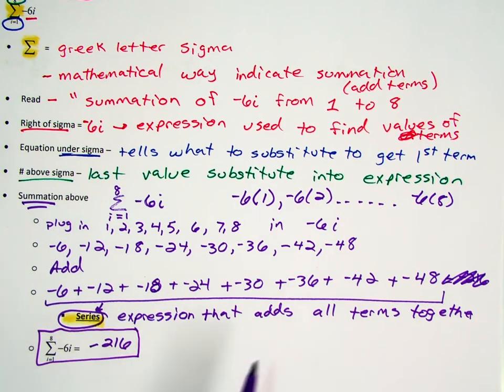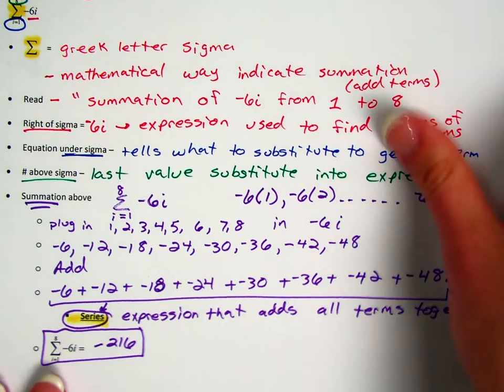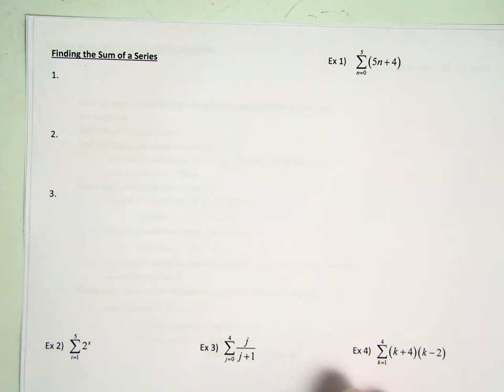Okay, so make sure you read the instructions. If it asks for a series, all you do is write this out. If all it gives you is this piece here, then you need to find the final answer, which is negative 216. All right. So those are basically the steps we take whenever we're trying to find the sum of a series.